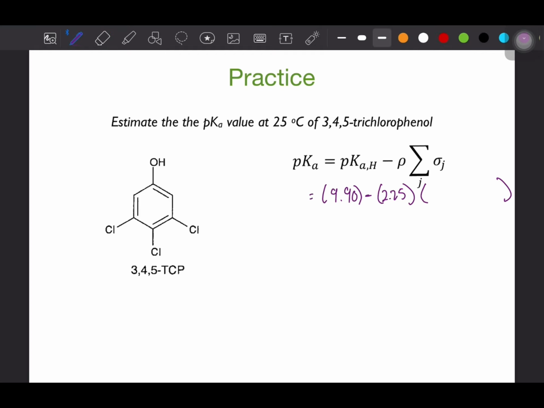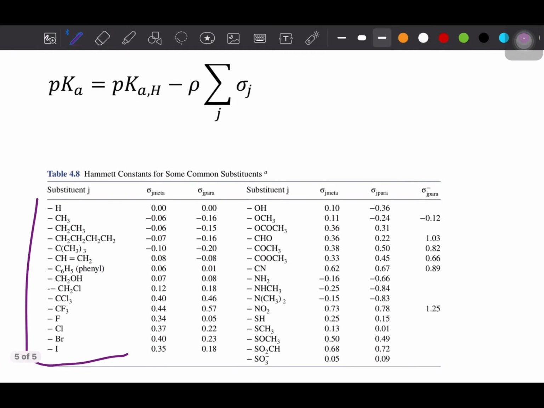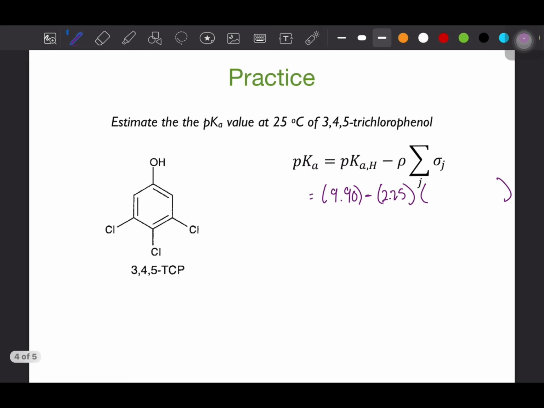So what we need to do now is find these values on our chart. So we have a chlorine here. Remember, we have 2 chlorines, which are 0.37 because they're meta. We have 1 chlorine, which is 0.22 because it's para. So what we gotta do is just plug it in: 0.37 plus 0.37 plus 0.22. Overall, this should give us a value of around 7.74, which is a good estimate of the actual pKa value, because the real pKa value of this chemical is supposed to be 7.74.